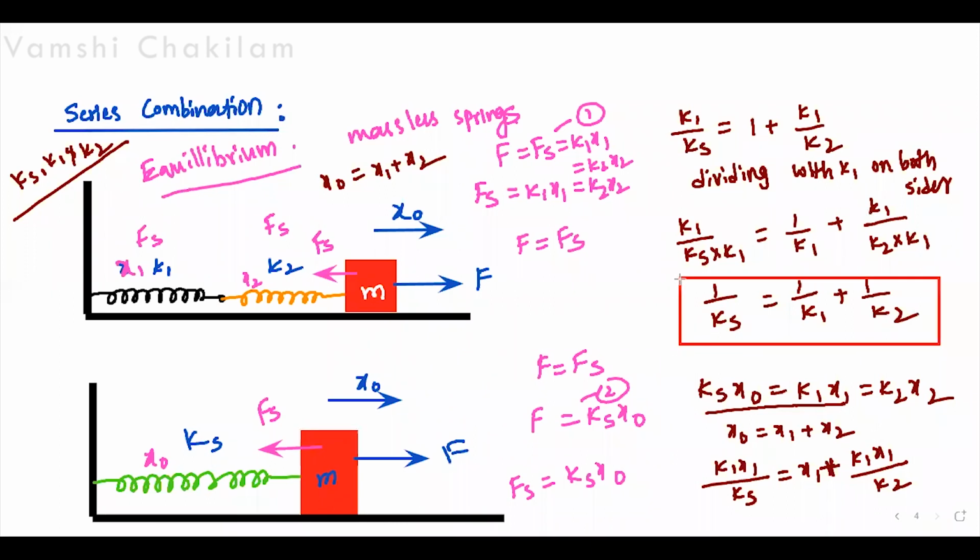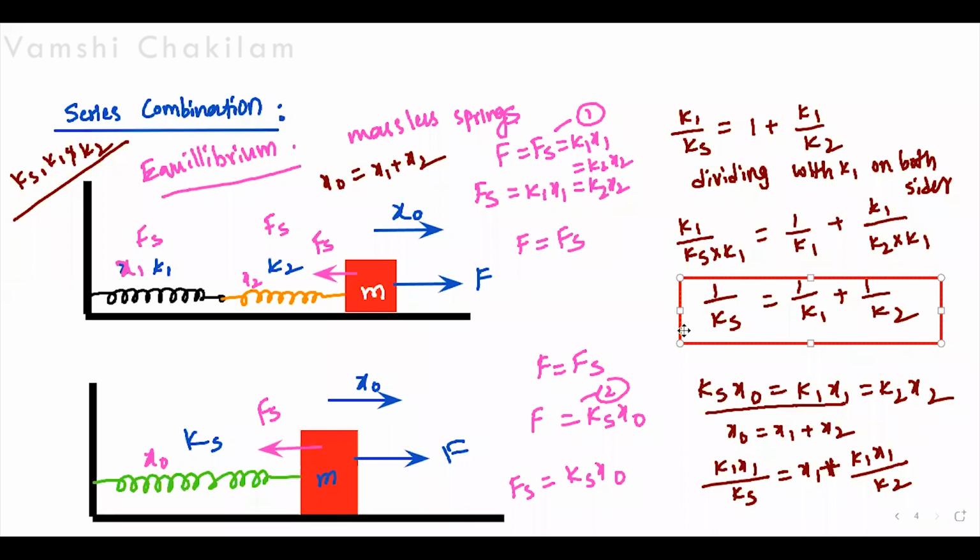Why should we find this relation? You should question yourself, why is there a need to find this relation? In the question, he will give two springs. He will say K1 as 10, K2 as 20. Instead of using two springs, we should use only a single spring in that mechanical system. If we replace with a single spring, we should know the spring constant of that spring or not.